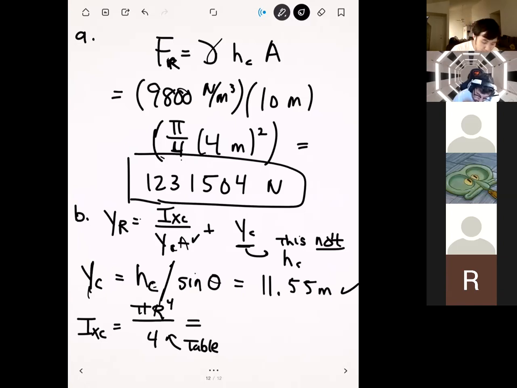Okay. And so if you plug in the numbers for this, where the radius is just going to be 2 meters in this case, you get 12.57 meters to the fourth. Right? And so now that we have YC, we have IXC, and we have area, we can plug in these guys and solve for YR. Are there any questions on this page?